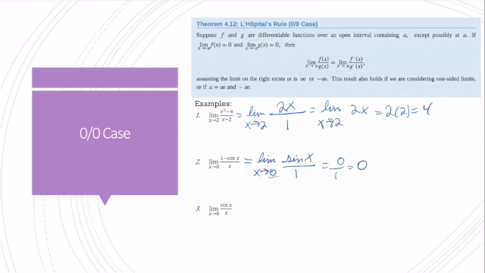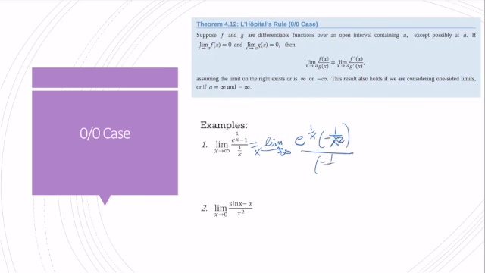Next, I have the limit as x goes to 0 of sine of x over x. So I need the limit as x goes to 0 of cosine of x over 1. As x goes to 0, cosine of 0 is 1, so I get 1 over 1, which is 1. Hooray! Let's try a couple more complicated examples.